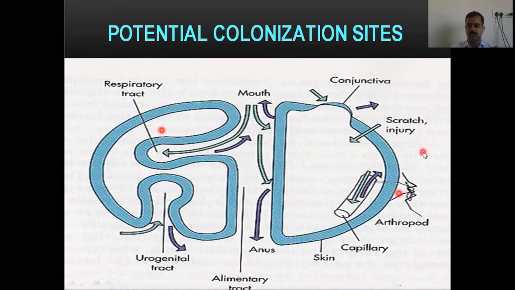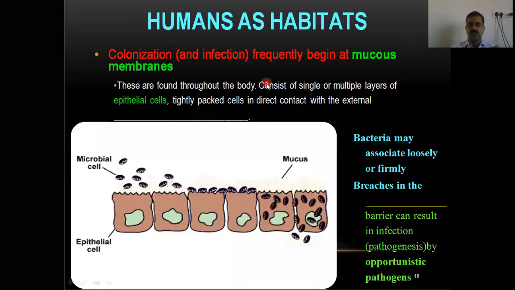Now, moving further. Colonization and infection frequently begin at the mucous membrane. Generally, when the mucous membrane is there, the infection would start. These are found throughout the body, consisting of single and multiple layers of epithelial cells. Now you can see the microbial cells sitting on the epithelial cells. This area is mucous membrane, and a lot of mucus is there. Therefore, the bacteria grab onto this mucous membrane, and then travel down and generate pathogenesis-type reactions.